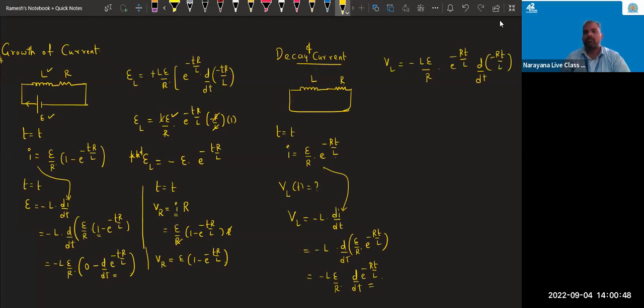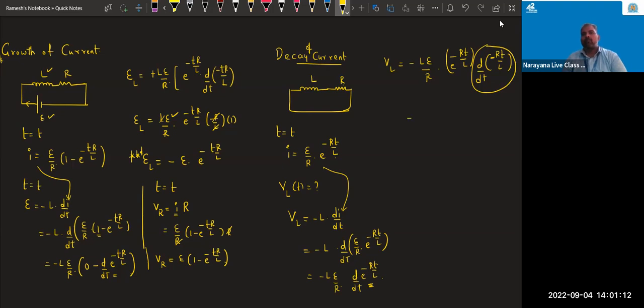I differentiated e power x; the differentiation of e power x is only e power x. So I am differentiating a second time, for the exponent. The negative sign you are expecting will come.